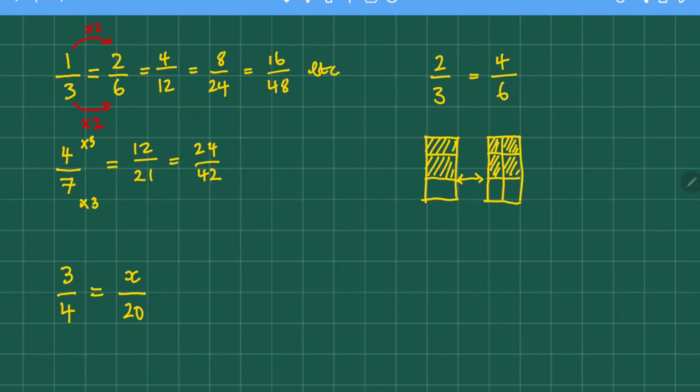And we could notice at this point that both of these numbers, the numerator and the denominator, are divisible by 6. So instead of multiplying, which these were here, we could divide instead, as long as we do the same to the top and the bottom. So 24 divided by 6 is 4, and 42 divided by 6 is 7. So we can go back down to 4 over 7 there.